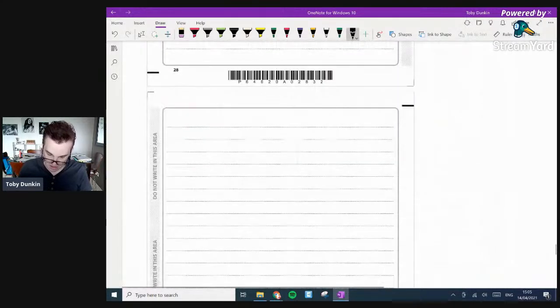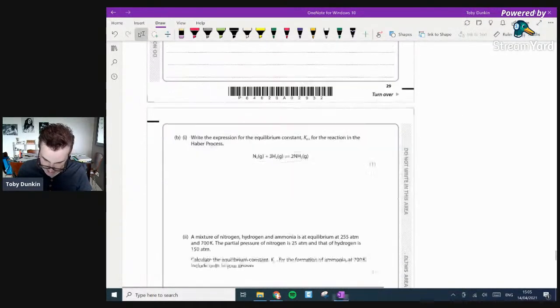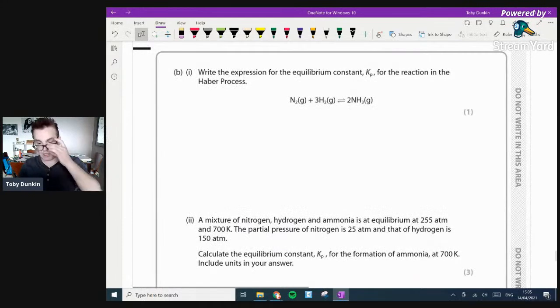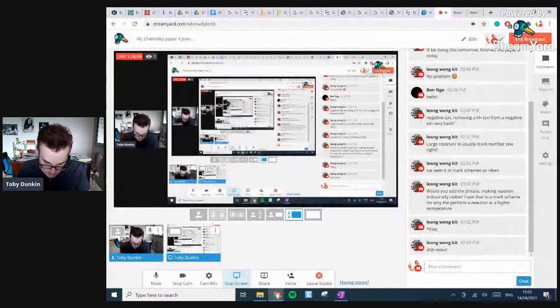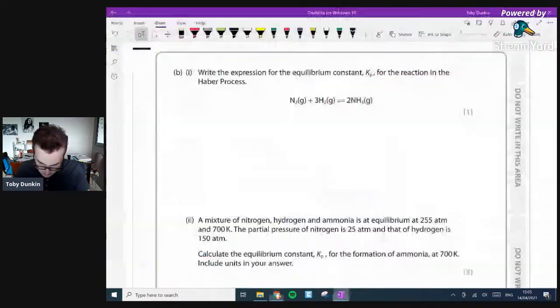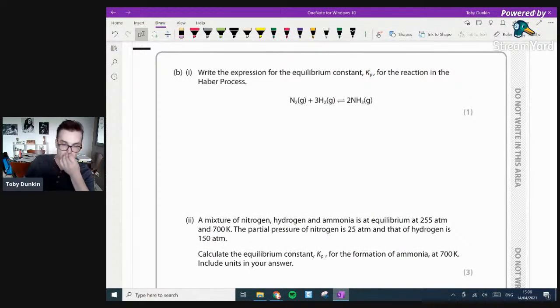Moving on. Didn't need the second page at all. It's nice. Okay. I'm just going to check my internet. All seems to be working okay. Write the expression for the equilibrium constant Kp for the reaction.